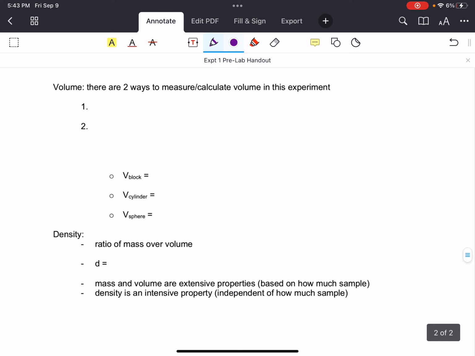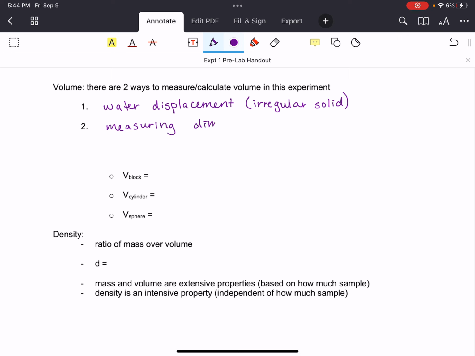The other measurement we're going to be taking or calculating in this experiment is volume. So there are two ways that we're going to think about volume in this experiment. One is by water displacement. This is a really easy thing to do if you have an irregular object where it's not easy to measure its dimensions. So we're going to use this for our irregular solid. For a typical sample, like a block or a cylinder, it'll be easy for us to measure its dimensions. So we will use this for our blocks.